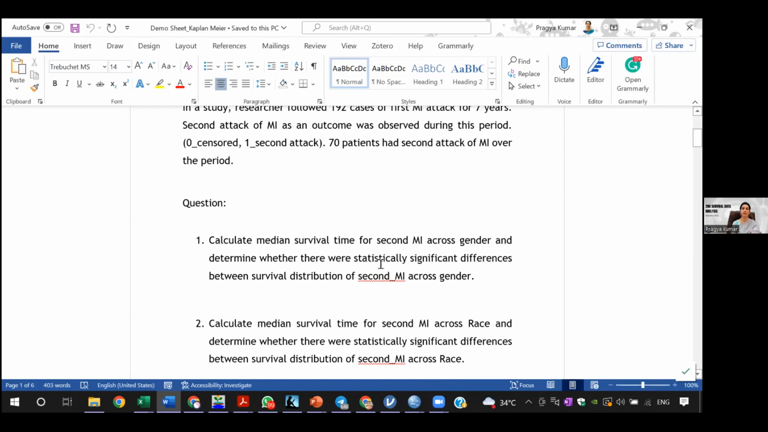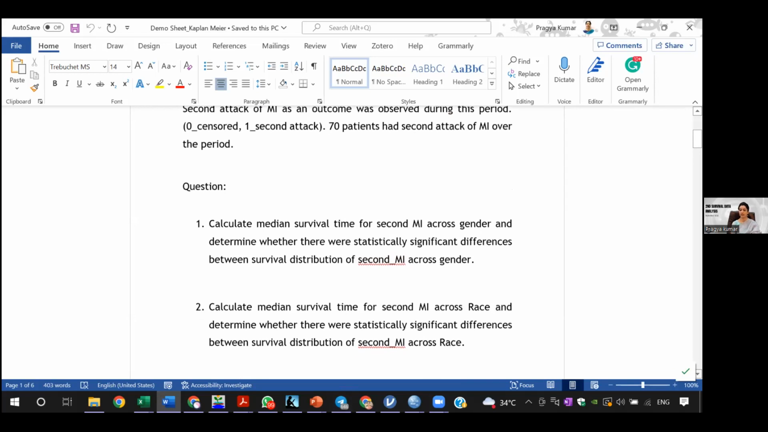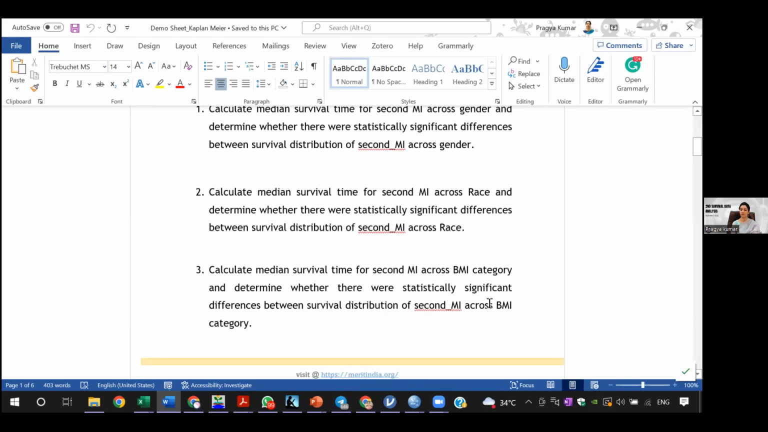and determine whether there were significant differences between the survival distributions of second MI across gender. Again, I have to see what the median survival time is across race, because race has 3 categories, and across BMI, because BMI also has 3 categories. So we'll just demonstrate the comparison of 2 groups by log rank or Wilcoxon, or comparison of 3 or more groups, where you can see the pairwise comparison.